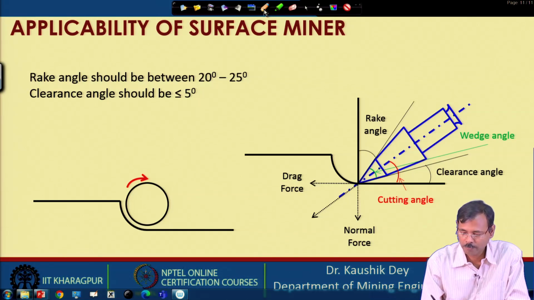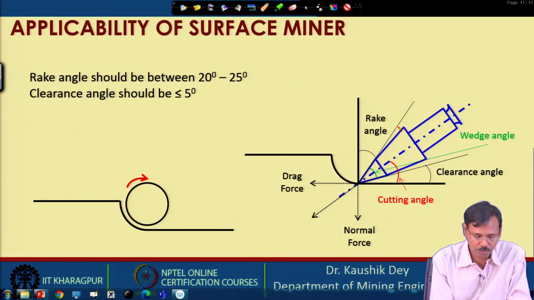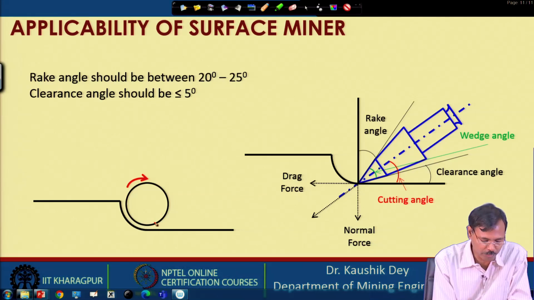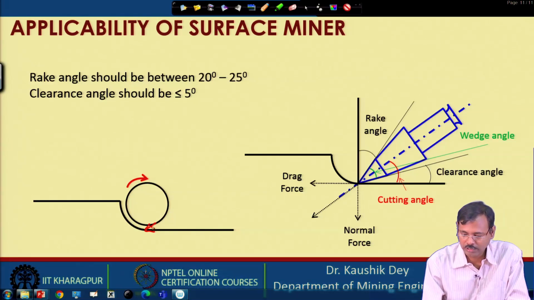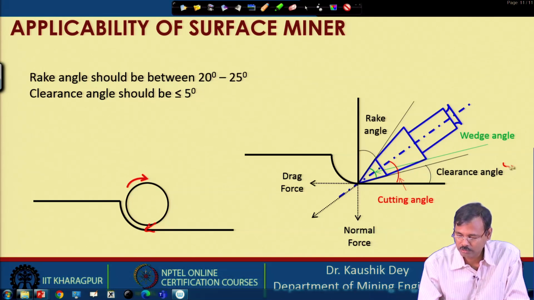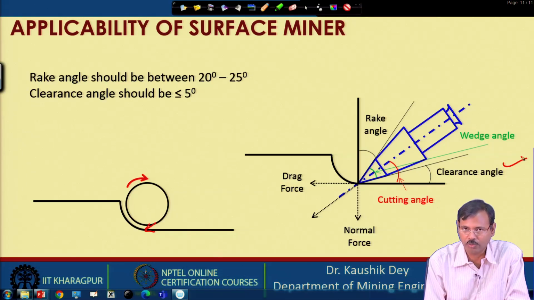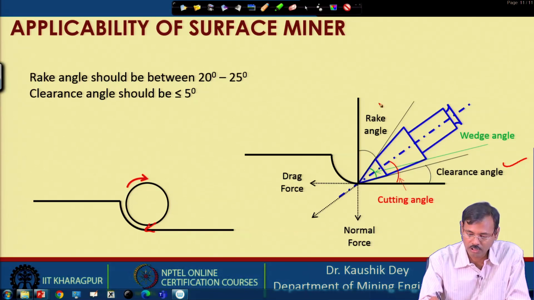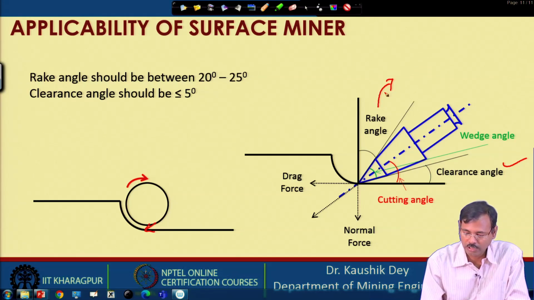Now, this is the mechanics behind the surface miner. If this is the cutting tip which is acting at this place, then this is the clearance angle, which we have seen similar to our ripper also. This is called the rake angle, and this is the wedge angle, and this is the cutting angle with the axis of the pick.